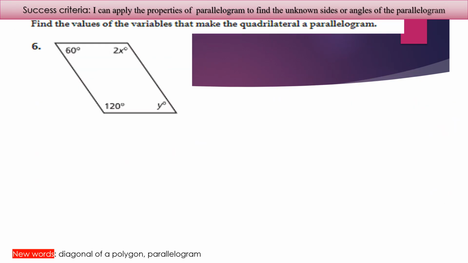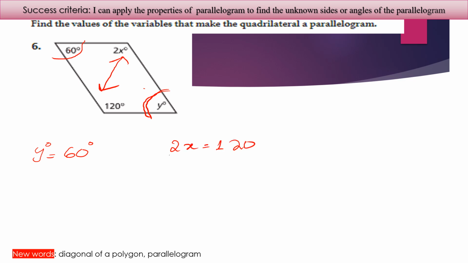Now let's see, find the values of the variables that make the quadrilateral a parallelogram. So now here the angles. You know that in a parallelogram it's important that the two opposite angles are equal to each other. So this is the converse of the angles of the parallelogram theorem. So I can say that these two angles are equal, so y equals 60 degrees. Now second thing is these two angles. They are equal and they are opposite to each other. So I can say that 2x equals 120 degrees.